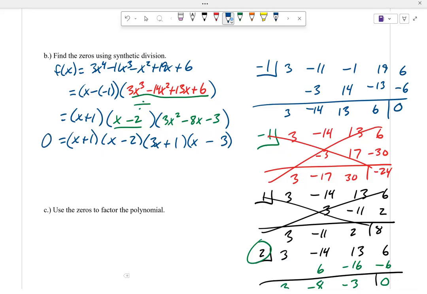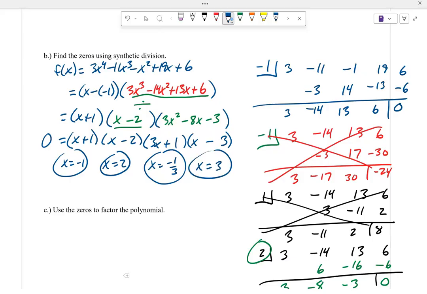So there's our 0. So we got negative 1, we got 2, this will be a negative a third, and 3. There's all 4 of our zeros. Negative 1, 2, negative a third, and 3. And we've already factored that. Let's just write it out. X plus 1, x minus 2, 3x plus 1, x minus 3.